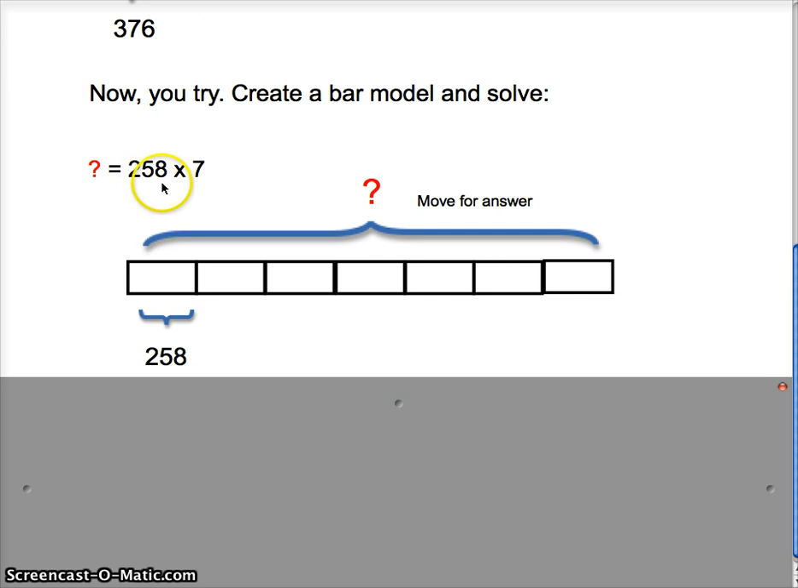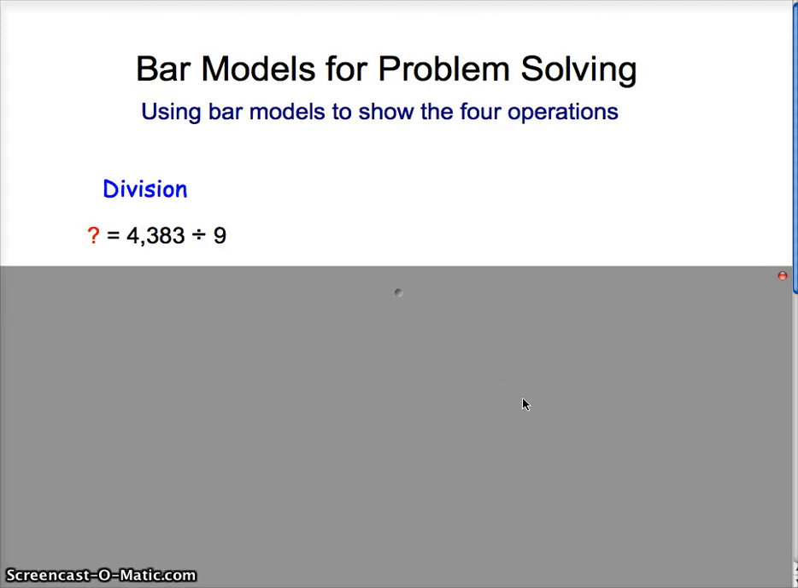That's right. This time you have 258, and you have that piece 7 times. You can solve this obviously by multiplying 258 times 7, or of course you could add it 7 times, which I wouldn't recommend. When you solve that problem, you should get 1,806. How'd you do? Great job. Now I think you're getting the hang of this, and so we're going to move on to division.